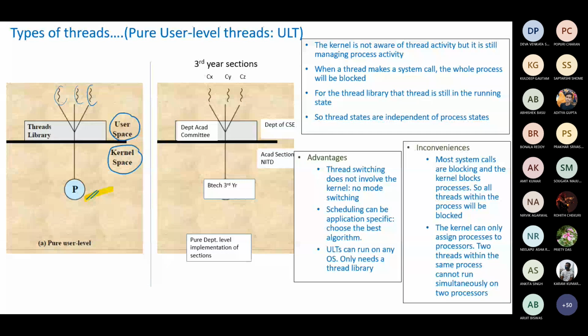So see this analogy, the academic section, for BTech third year. If you ask the dean, do you know what they maintain on their own? In BTech CSE third year, we have three sections, CX, CY, and CZ. Do you think the dean academic is aware of having the three sections? No, sir, they are not aware. They say that you are running a BTech CSE batch.